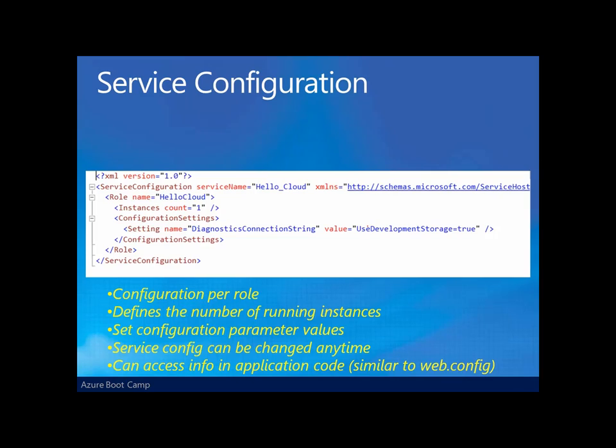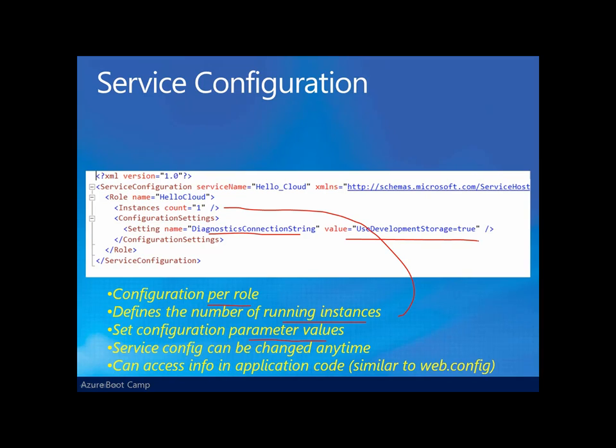Inside of the service configuration file, we'll find that we are defining the configuration per role and getting into more of the specifics. For example, defining the number of running instances that we have for a particular role, in this case 1. Also setting the actual configuration parameter values. For example, if you recall the diagnostic connection string set up in the service definition file, here we see its actual value established. In this case, use development storage equals true.